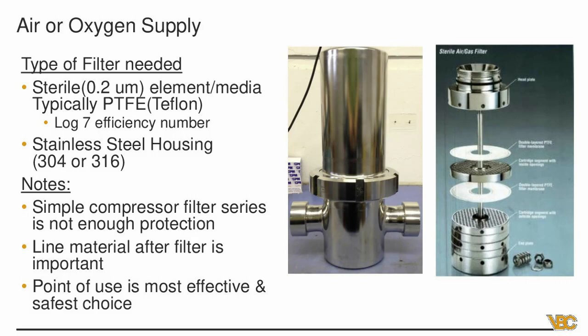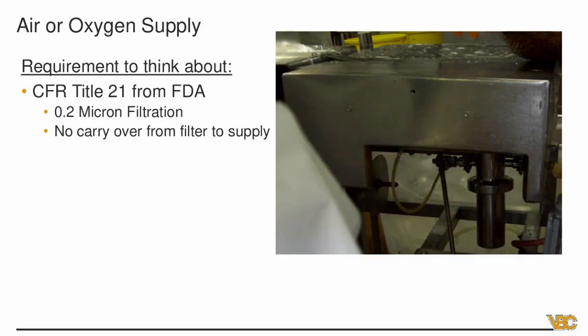Next, the one requirement to think about is the one I referenced from the FDA. The biggest reference point from the FDA when they talk about food processing requirements applies to anything that the food, product, or beverage would come in contact with. So the actual product, and not necessarily a tank space or a table or anything like that. The biggest two points of it were the 0.2 micron filtration, and then little to no carryover from the filter to the process supply that you were working with.